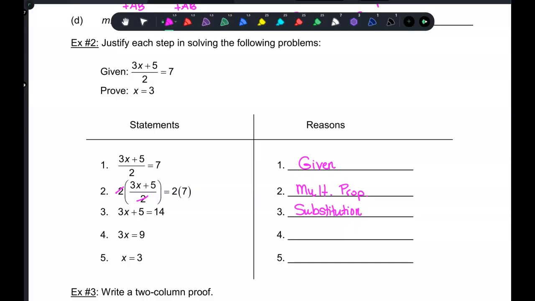Subtract 5. Okay, you have to ask yourself, how do I get from step 3 to step 4? What did I do? I got rid of the plus 5 and I subtracted. So this is going to be subtraction property. Okay, last one, to get from step 4 to step 5, prove division.